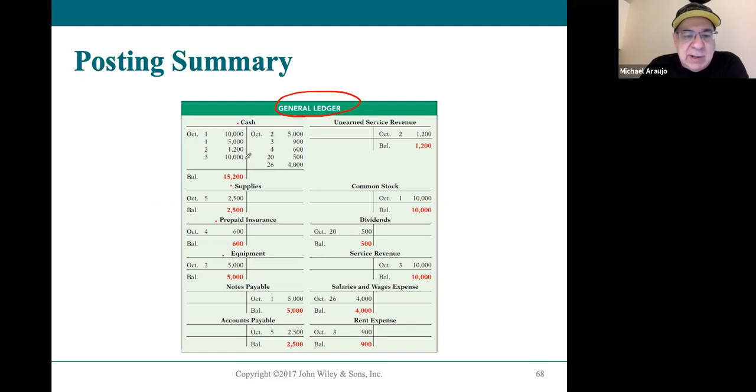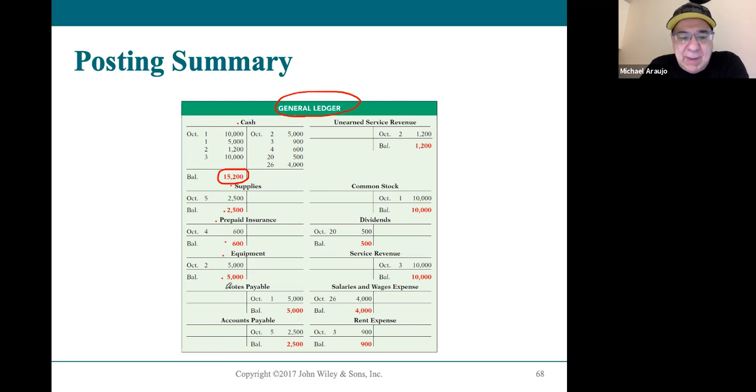And then, of course, because these are asset accounts, their balances are going to be on the debit side. That was another exercise we went through. What's the balance in cash? As we learned last time, cash has a $15,200 debit balance. Debit balance because it's on the debit side. Remember, there's two sides to every account. Debit side is the left side, credit side is the right side. Same with supplies, prepaid insurance, and equipment. All asset accounts will have normal balances on the debit side.